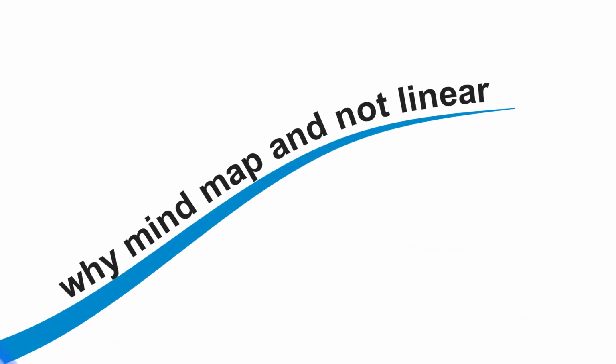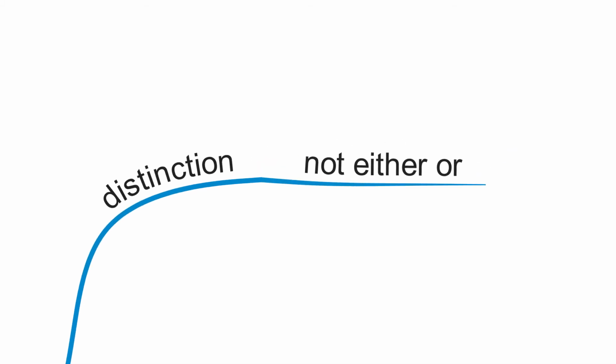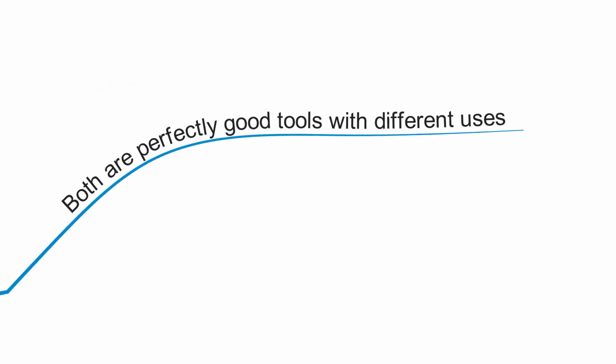So the first question is, why mind mapping and not the linear format? Well, here's your first distinction. It's not either or. Both mind mapping and linear formatting are good tools with different uses. It's like me asking you, which tool should I use? Is it a spoon or a shovel? And I think your answer to that is another question, which is, well, what do you need it for, or what do you want to do?